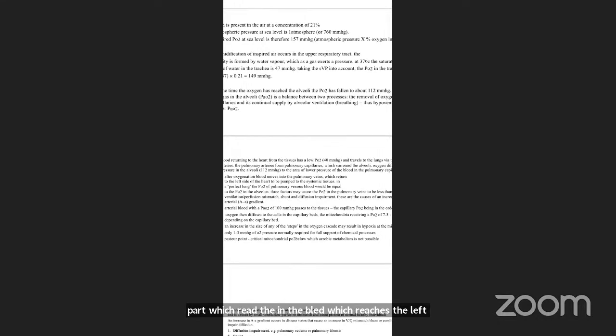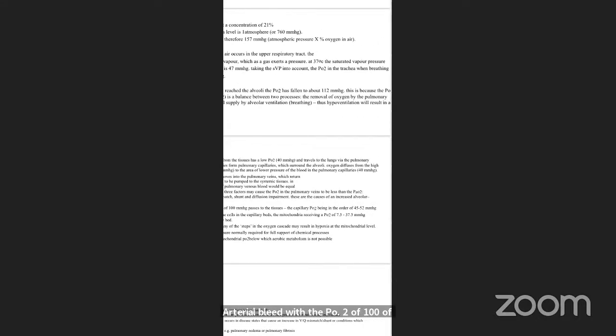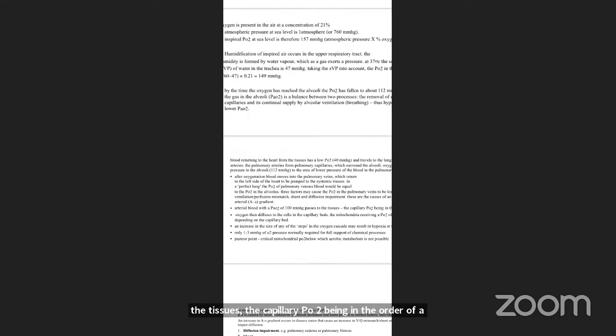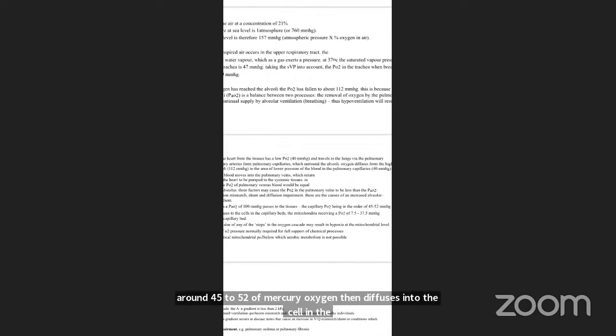Arterial blood with a PaO2 of 100 millimeters of mercury passes to the tissues, the capillary PaO2 being in the order of around 45 to 52 millimeters of mercury. Oxygen then diffuses into the cell in the capillary beds. The mitochondria receive a PaO2 of between 7.5 to 37.5 millimeters of mercury, depending on the capillary bed. An increase in the size of any of the steps in the oxygen cascade may result in hypoxia at the mitochondrial level. Only 1 to 3 millimeters of mercury is actually required for the chemical process.